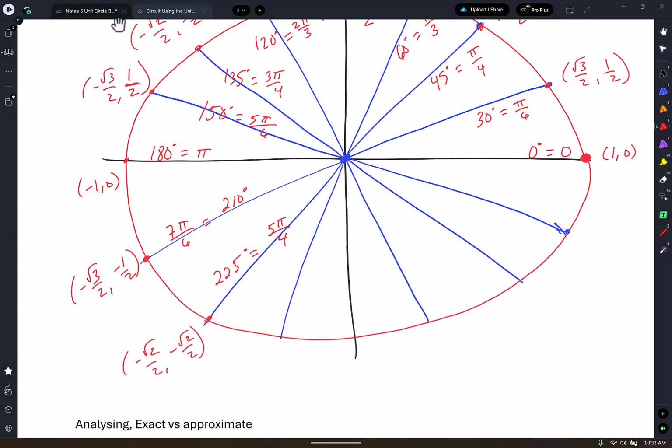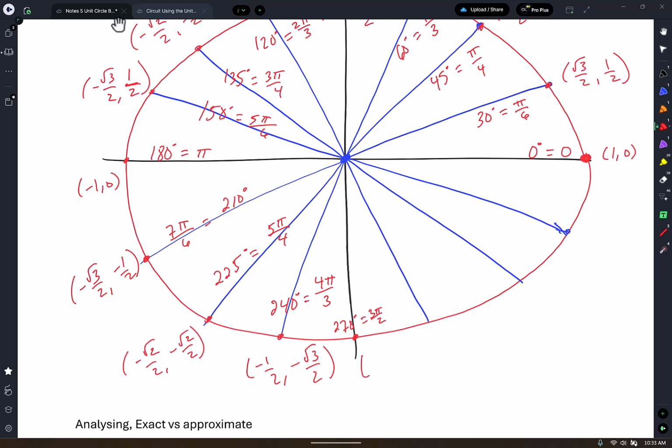No, the denominator is 3, so it's going to be the next one, right? Negative 1/2, comma negative square root of 3 over 2. And this is 240 degrees, which is the same thing as 4 pi over 3. Are we still okay, guys? All right. This one right here, that is 270 degrees, which is the same thing as 3 pi over 2.